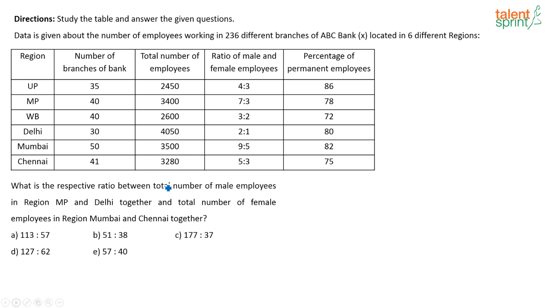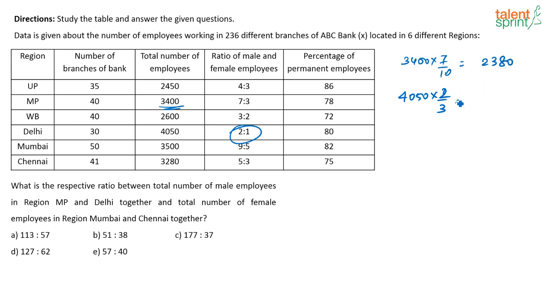So what is the total number of male employees in region MP? You have 3,400 employees in MP, out of which the ratio of male to female is 7:3, or 3,400 into 7 by 10. Correct? These are the male employees in MP. Similarly, how many male employees are there in Delhi? Delhi will be 4050 into 2 by 3. The ratio is 2 is to 1, so if there are 2 male, there is 1 female. So totally if there are 3 people, how many male members are there? 2 out of 3. So find out these answers. These are pretty easy to calculate, right?